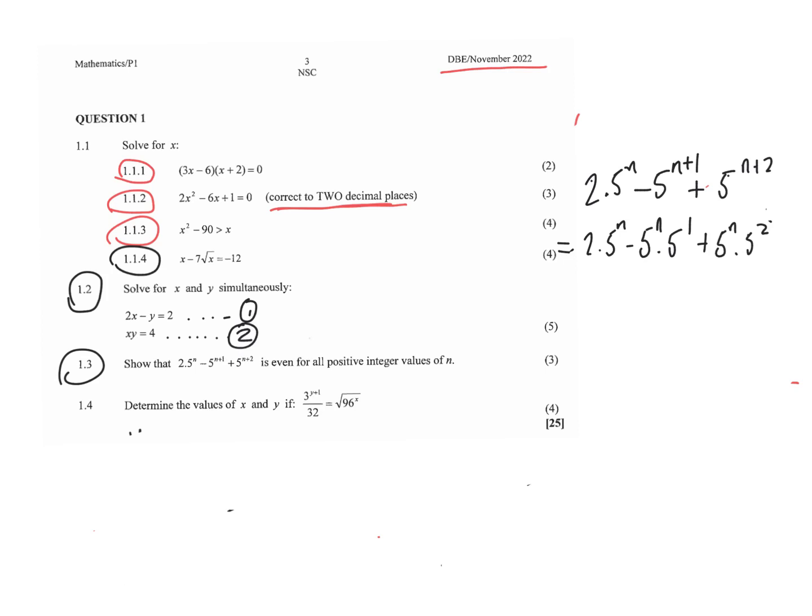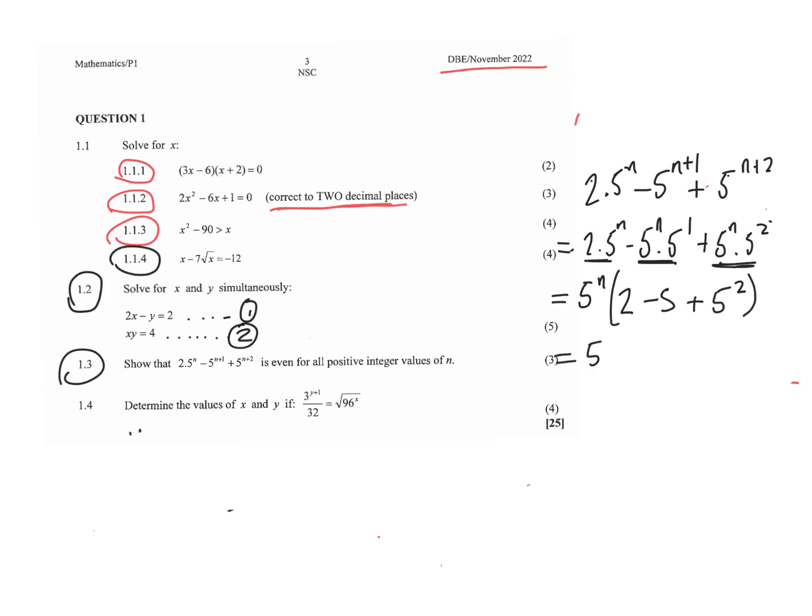Then from there, I see now I have something common, which is 5 to the power of n. When I take out 5 to the power of n, on the first family, I will be left with a 2. On the second family, I will be left with a 5. On the third family, I will be left with a 5 to the power of 2.